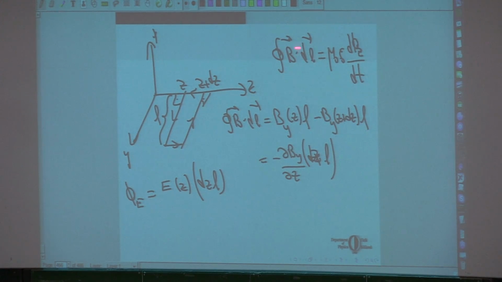And so we have the left-hand side, we know the right-hand side. Just put these expressions over there, and we would get minus the derivative with respect to z of the magnetic field should be equal to mu 0 epsilon 0 dEz by dt.